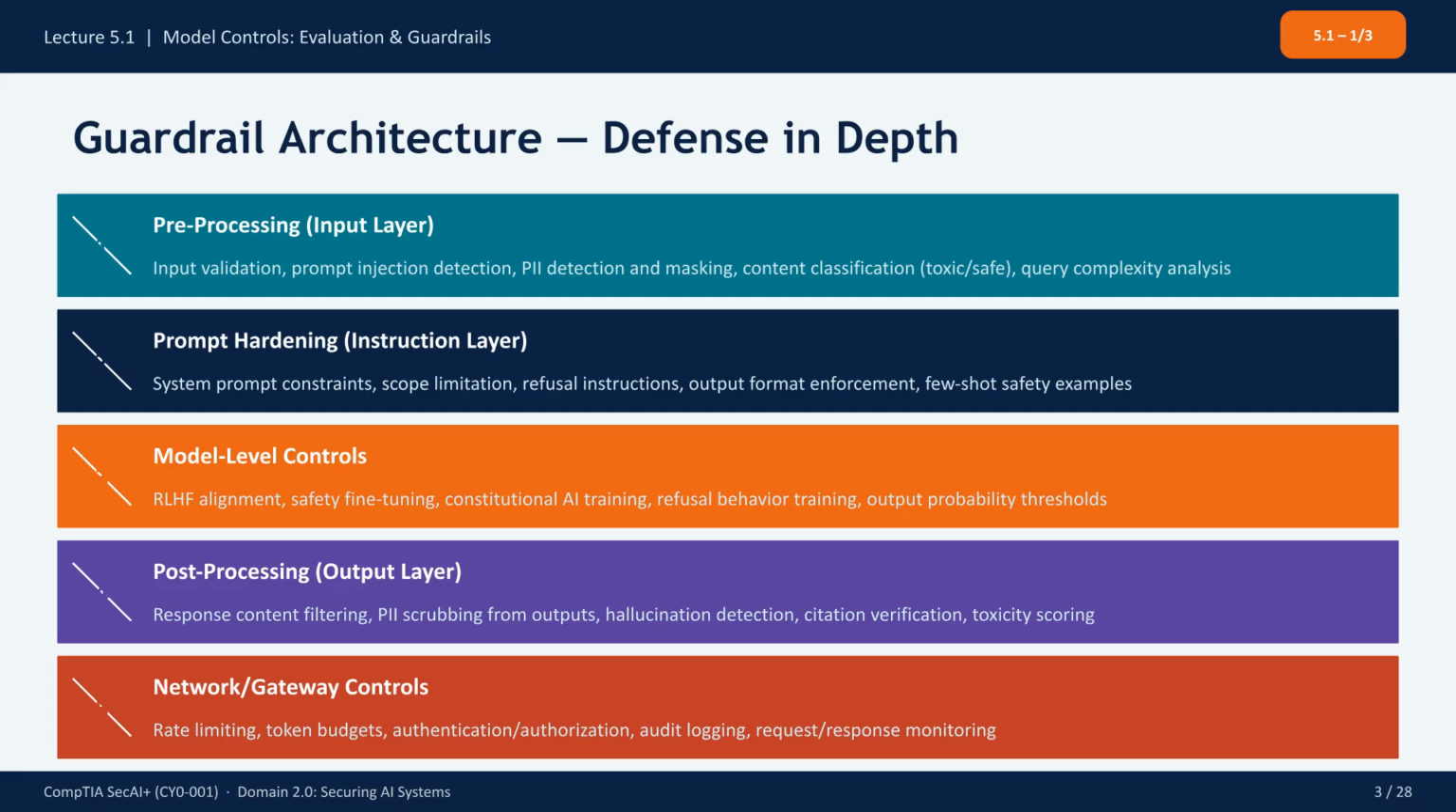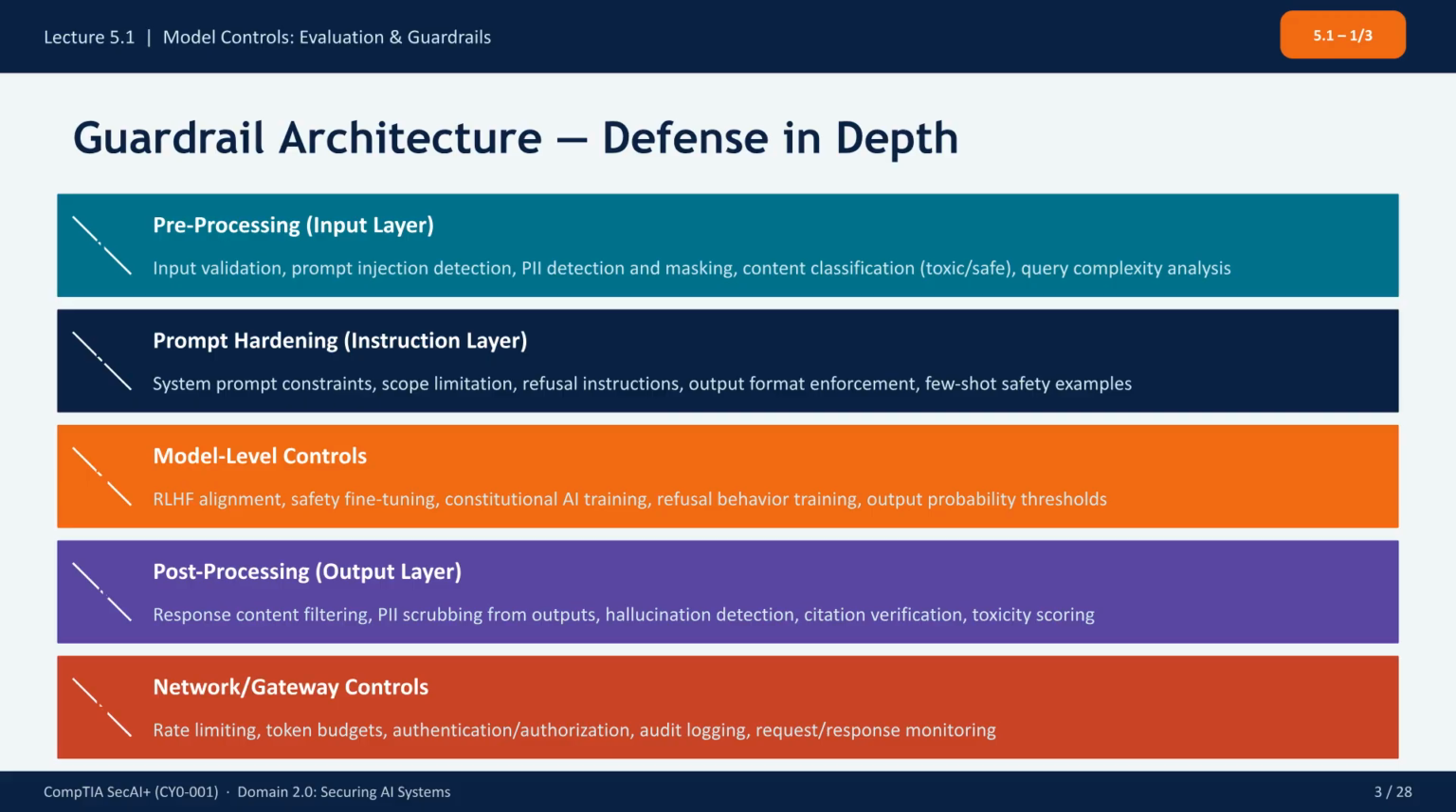Layer 4 is post-processing, the output layer. Even after the model generates a response, that response is filtered. PII scrubbing removes any personal information that leaked through. Hallucination detection checks factual claims. Toxicity scoring evaluates the response before it reaches the user.